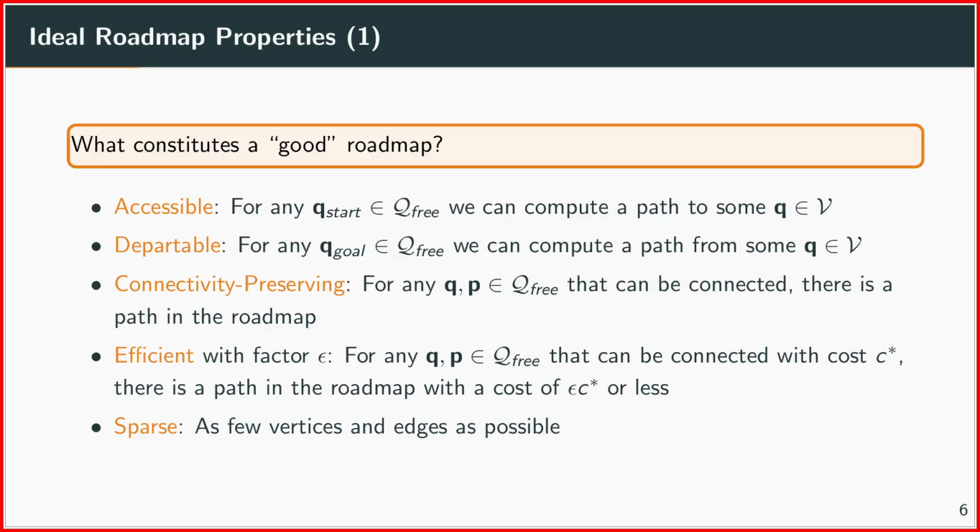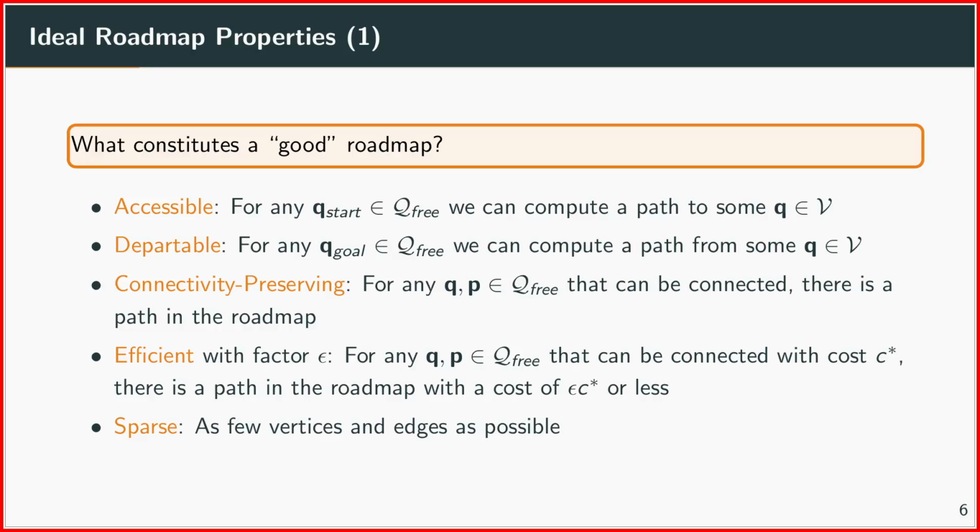Then we also want it to be connectivity preserving. So whenever we have two configurations which can be connected in the free configuration space, then there should also be a path in the roadmap. That basically just means that every cluster of points is always connected if there's actually a connection. And that comes, of course, on top of this accessibility, so that we can always be sure that there's also a path on the roadmap.